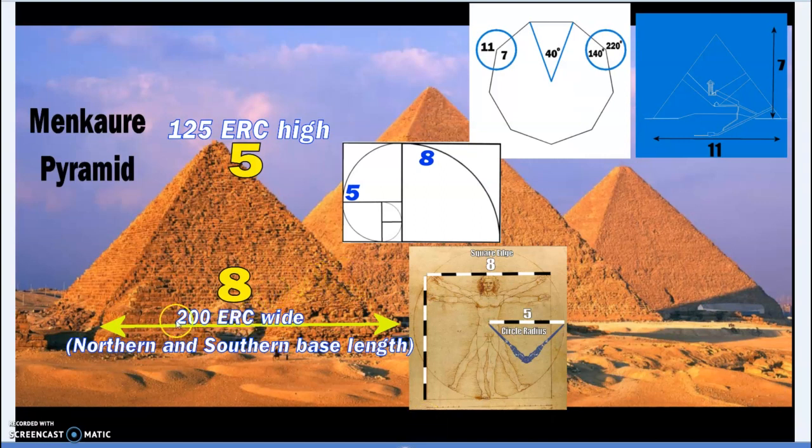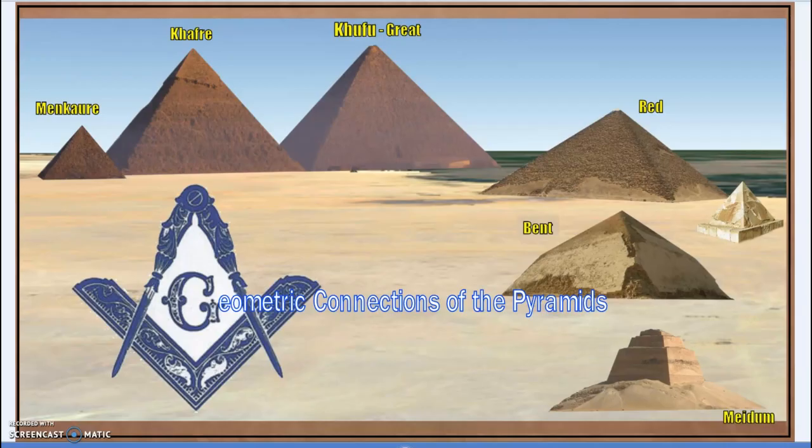So the Menkaure Pyramid, 8 to 5 ratio, Fibonacci sequence, Vitruvian Man, the connections with the nonagon and the proportions of the Great Pyramid itself. So now let's look at the geometric connections of the pyramid. The two Great Pyramids, the most famous, the Great Pyramid or Khufu, and Khafre Pyramid, because they're so large and impressive, they get the most attention.